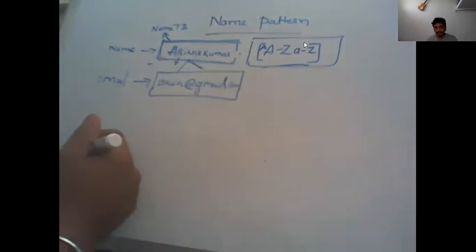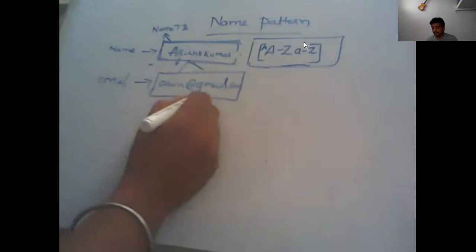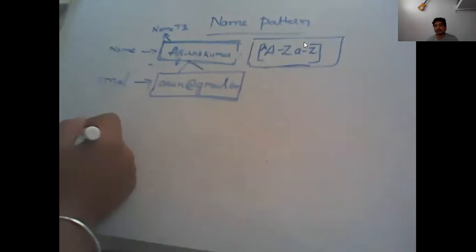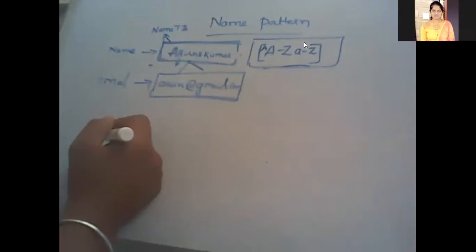What all can be in an email? What are the rules I need to follow while writing the email? This is important for checking the email pattern. How do I check the pattern, how should the pattern be written? Characters.